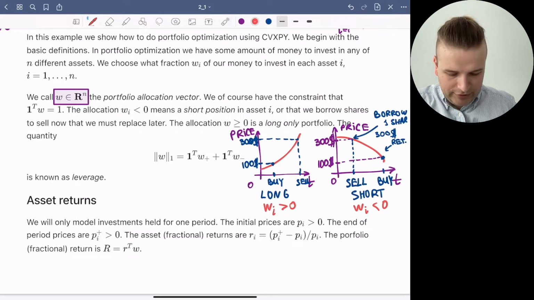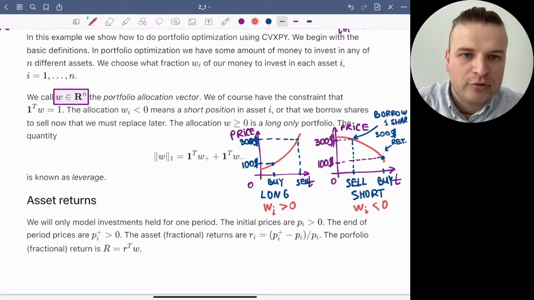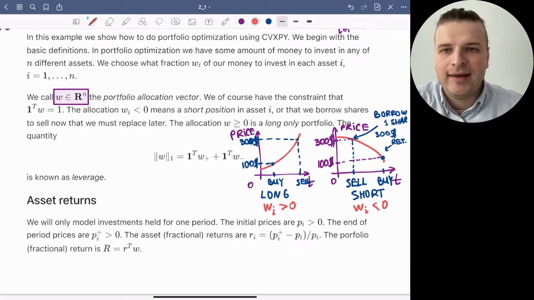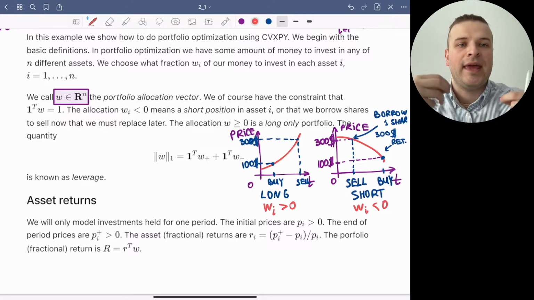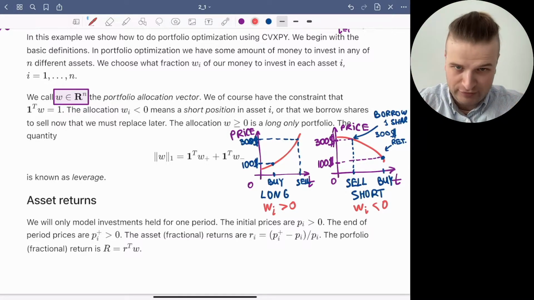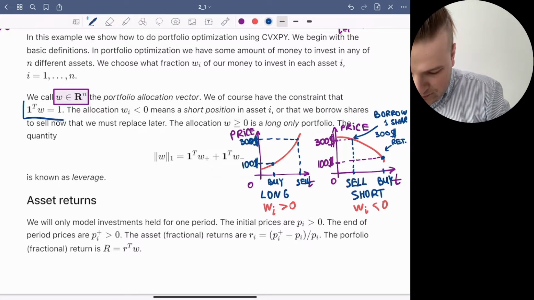Okay, great. So we've talked about short and long positions and the difference between them in terms of entries of our portfolio allocation vector. And again, our constraint here is typically written in this way.